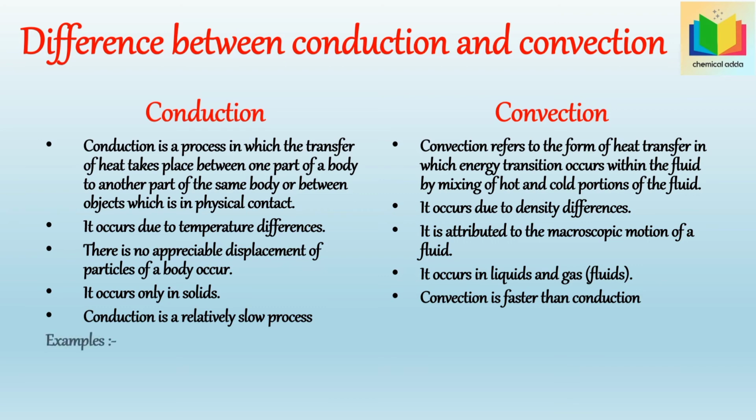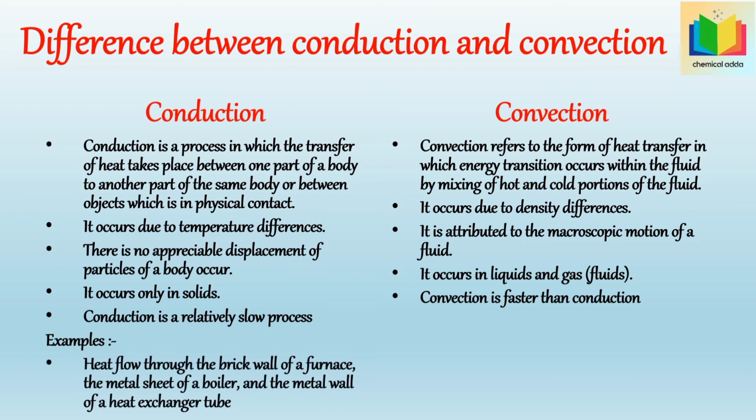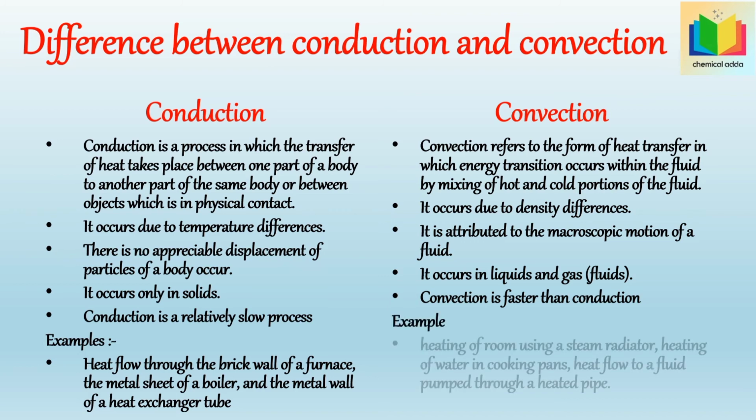Examples of conduction are heat flow through the brick wall of a furnace, the metal sheet of a boiler, and the metal wall of a heat exchanger tube. And examples of convection are heating of a room using a steam radiator, heating of water in cooking pans, and heat flow to a fluid pumped through a heated pipe.